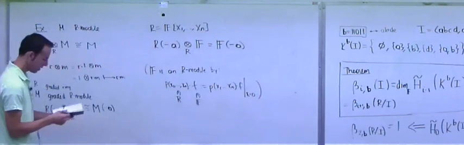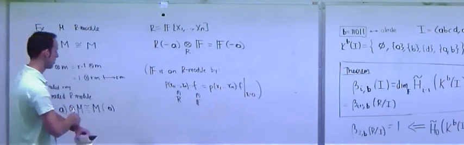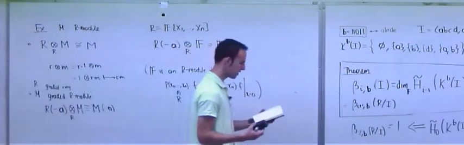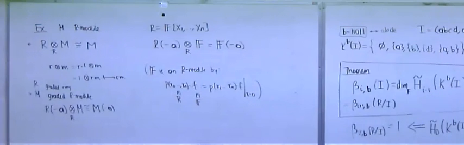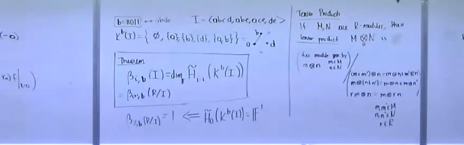Okay. So that's my very quick definition of tensor products. And I think I can erase this. I'm not going to get back to this today.